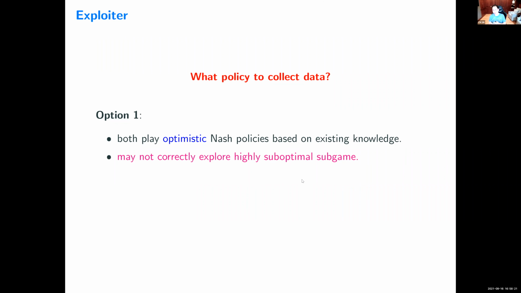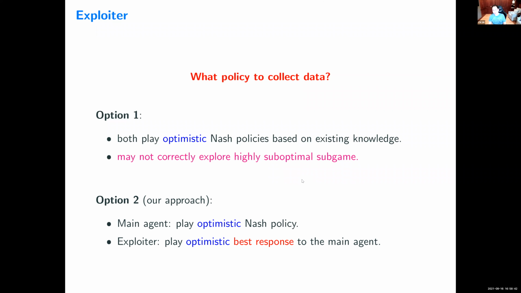But by the definition of Nash equilibrium, we want to be optimal against the best response. So if I'm against an opponent that is not playing the Nash policy, but is playing some policy that exploits my current strategy, he might lead me to those subgames. Although they are highly suboptimal, because I have no idea how to play them, I might still perform terribly in those subgames. So that's why we're going to change to another approach. This is the so-called exploiter approach.